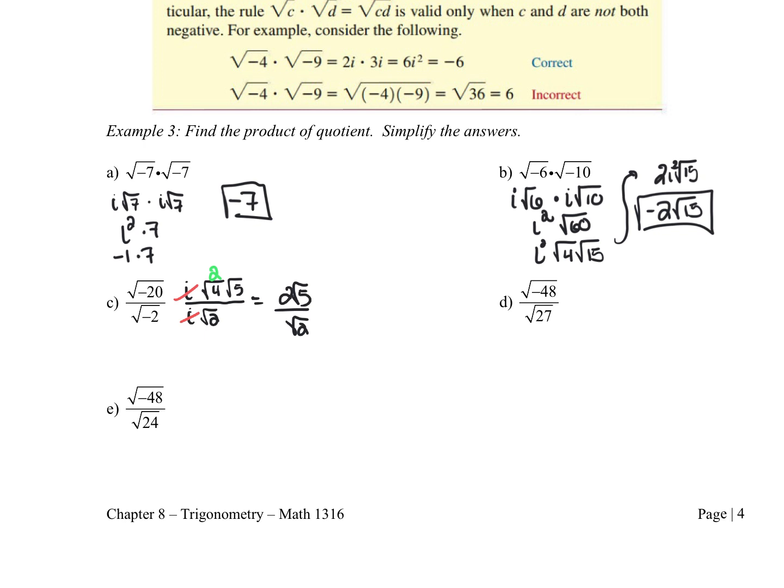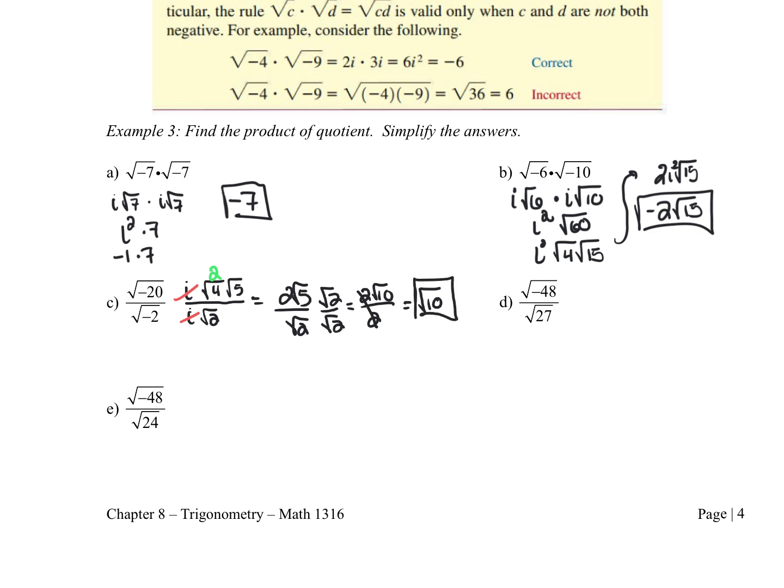We don't leave the root in the bottom, so I'm going to multiply by root 2 over root 2. That gets me on top 2 root 10 over 2. These 2's cancel out, so my final answer is the square root of 10.